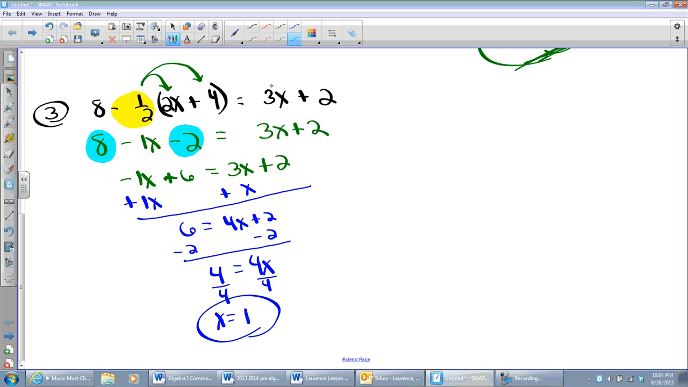You want to check your answer. Plug 1 in here. 3 times 1, 3 plus 2 is 5. Plug it in here. I'm going to get 2 times 1, which is 2, plus 4 is 6. Half of 6 is 3. 8 minus 3, 5. And look at that, it checks.